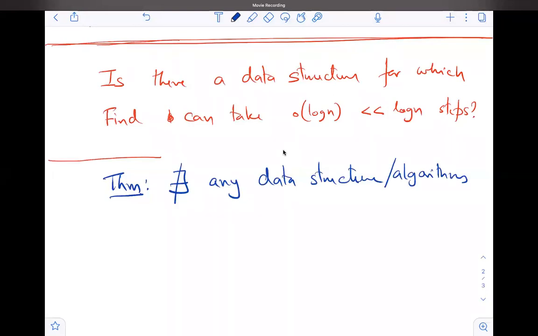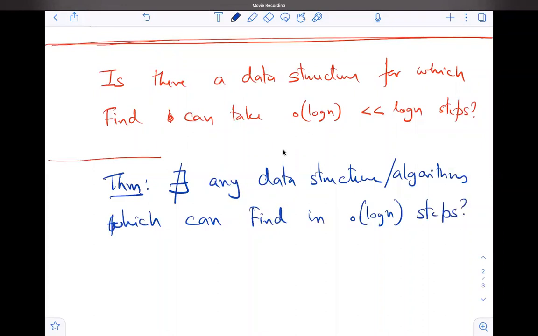So there doesn't exist any data structure or algorithm which can find in small o of log n steps. Now, how do you prove such a thing? This is not a question, this is a statement.